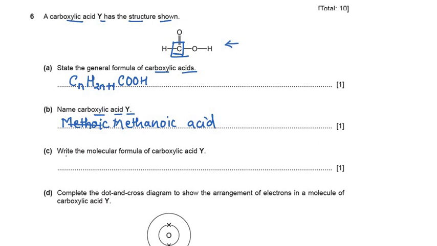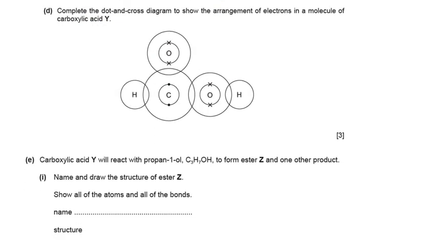Part C says write the molecular formula of the carboxylic acid Y. Now if we calculate the molecular formula, let's count how many carbon and hydrogen atoms are present. One carbon is present, which we have already seen. Hydrogen present are 2, 1 and 2, and oxygen present are also 2, so again O2. So the molecular formula will be CH2O2. That is how we will write it. Count the number of atoms of each element present and write it in the general way. Let's see what our next question is. Here it shows some type of dot and cross diagram.